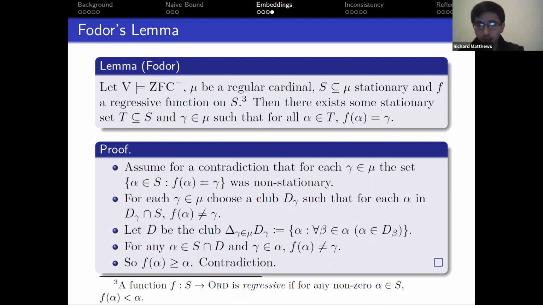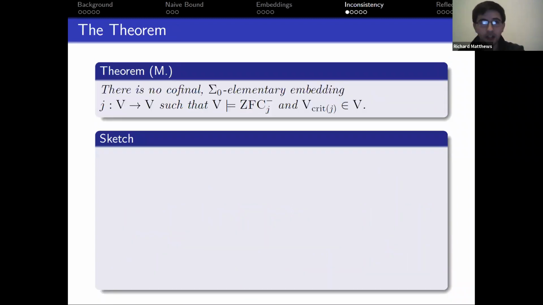Okay, so we've got all of this, and now I'd like to give you the theorem. The theorem is that there is in fact no cofinal sigma zero elementary embedding j from the universe to itself, for which V models ZFC without power set, but with collection sub j, and for which V of the critical point is a set. This is an annoying assumption, which I'll talk about after the proof, but is necessary in the proof.